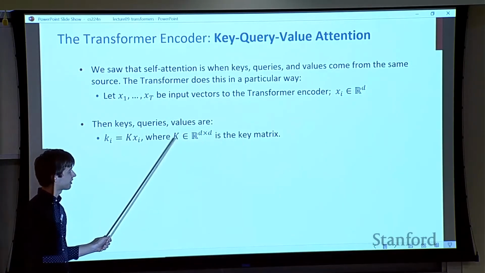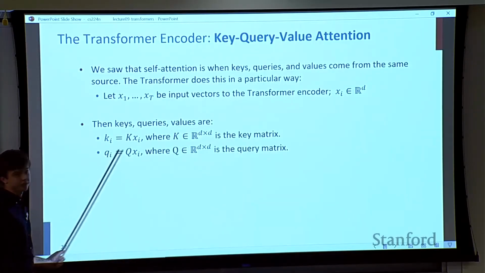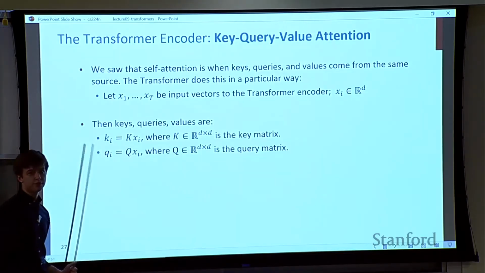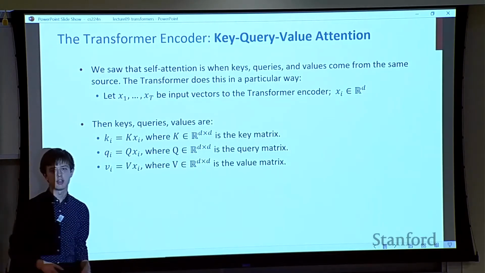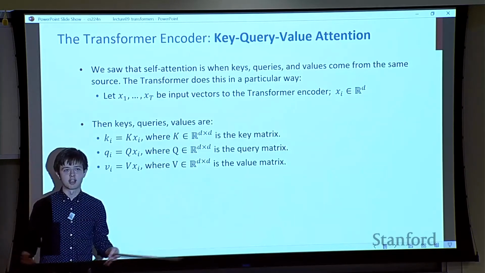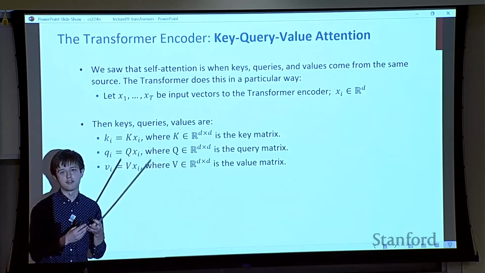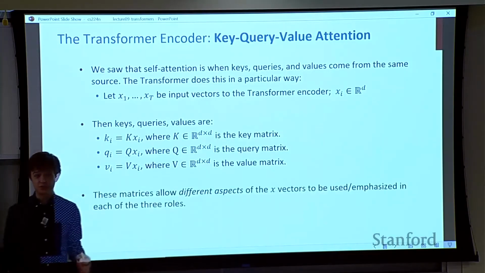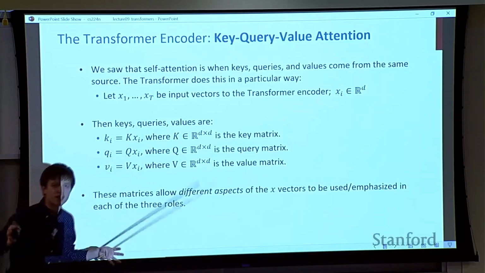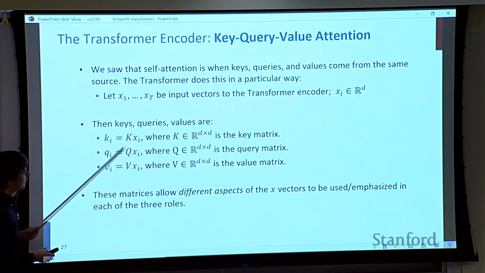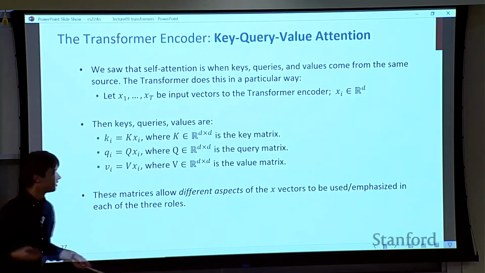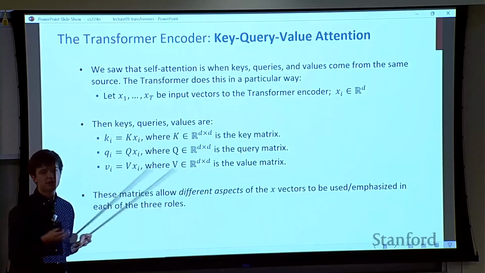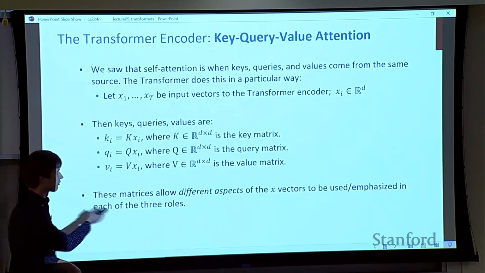We're going to call this the key matrix K. And we're going to do the same thing for the queries. So we take xi, multiply it by a matrix, and get the query vector. And we'll do the same thing for V. So you can just plug this in, right? Now instead of saying that k, q, and v are all the same as x, they're all slightly different because you apply a linear transformation. What does this do? Well, the matrices K, Q, and V can be very different from each other, and so they emphasize or allow different aspects of the x vectors to be used in each of the three roles.